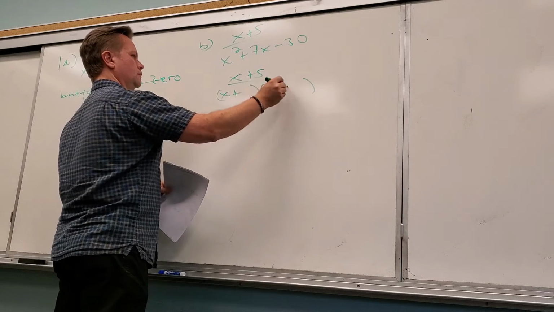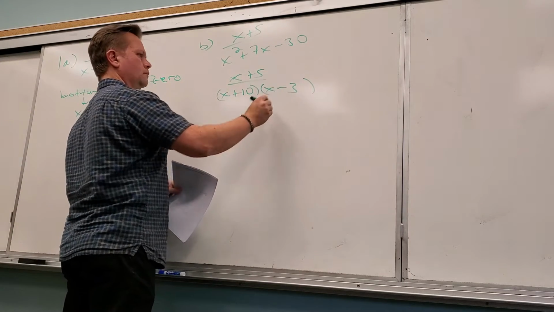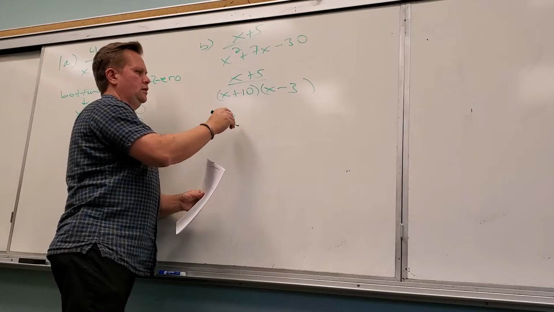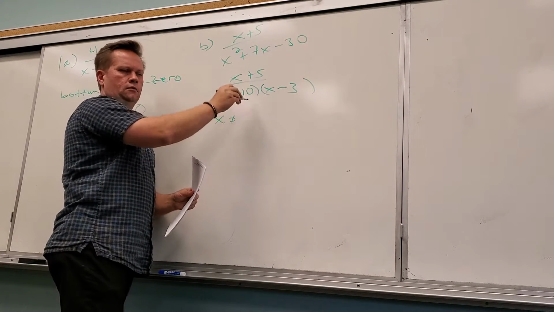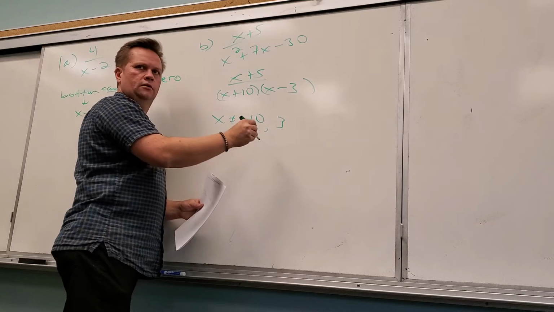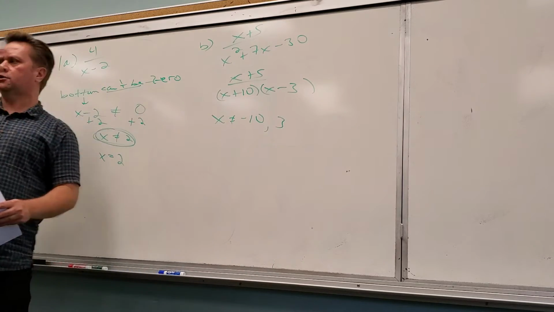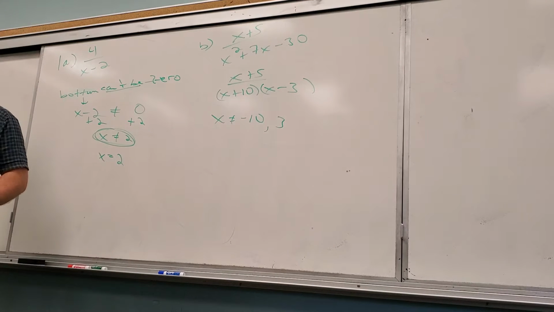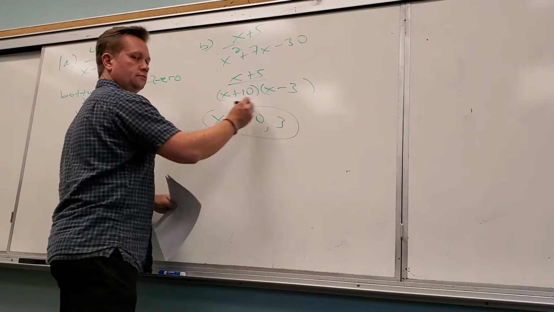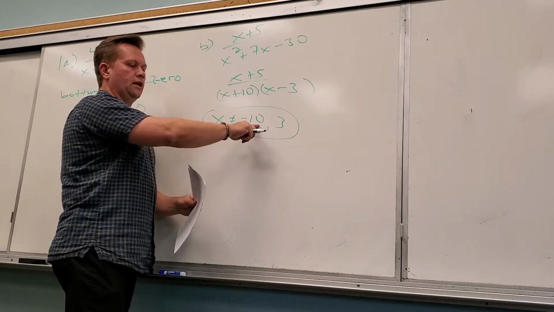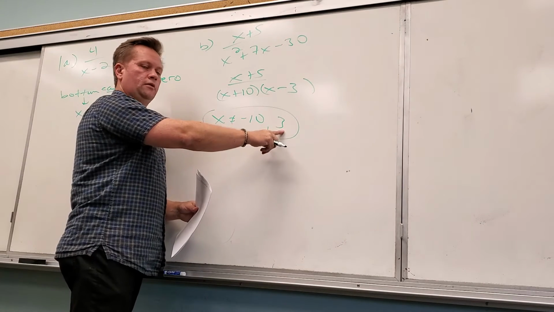X plus 10, X minus 3. So x can't be negative 10 or positive 3, because they both make their pieces 0, which make the whole thing 0 on the bottom, which freaks the whole thing out. Let's freak it out. So what's the answer? X can't be negative 10, and x can't be 3.